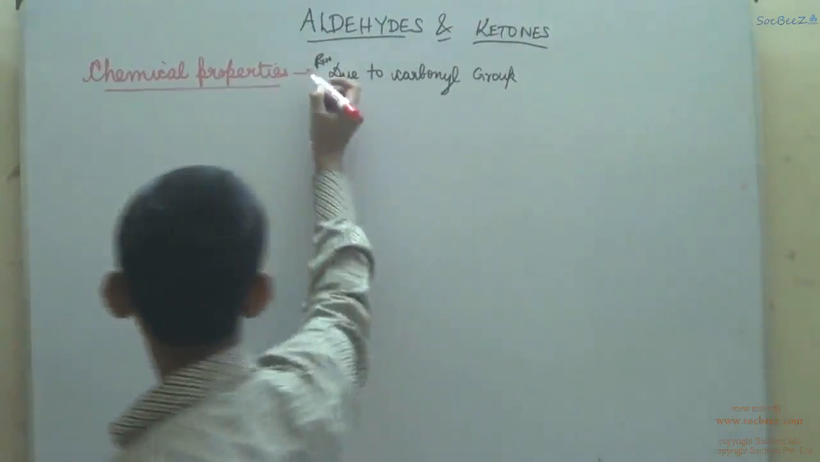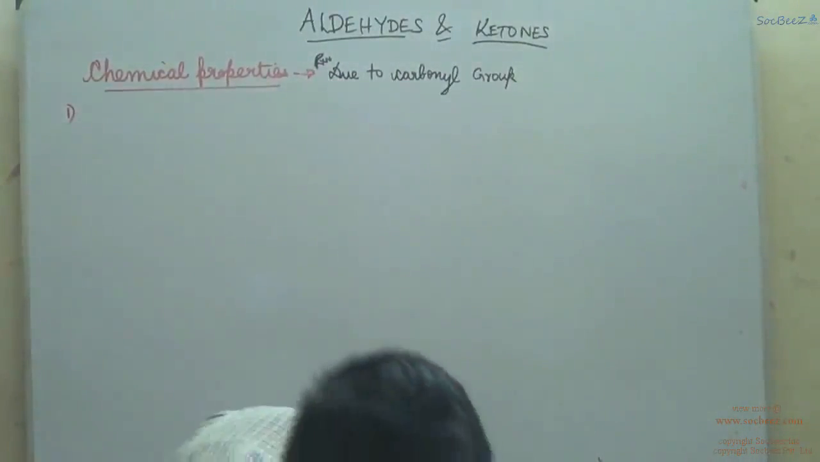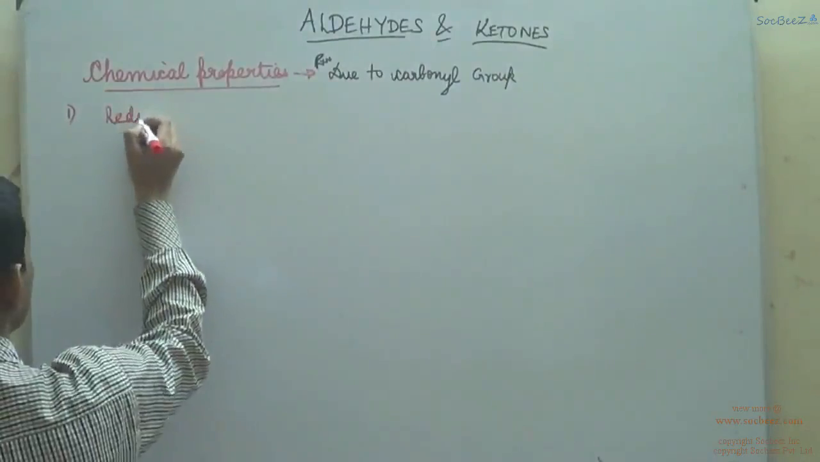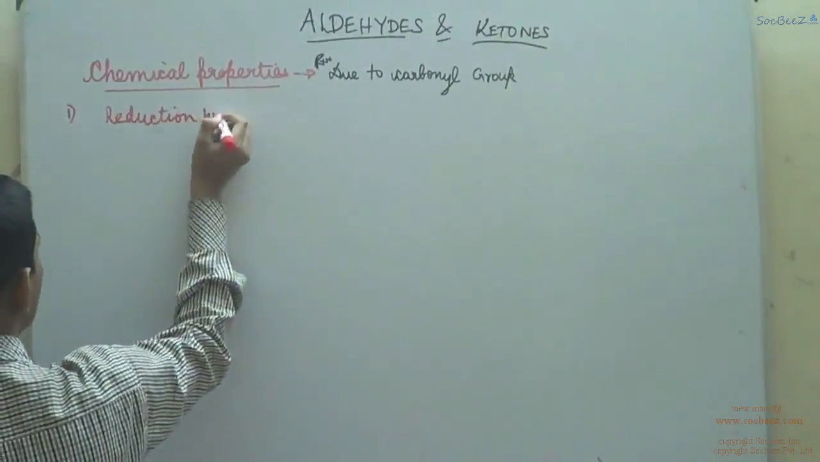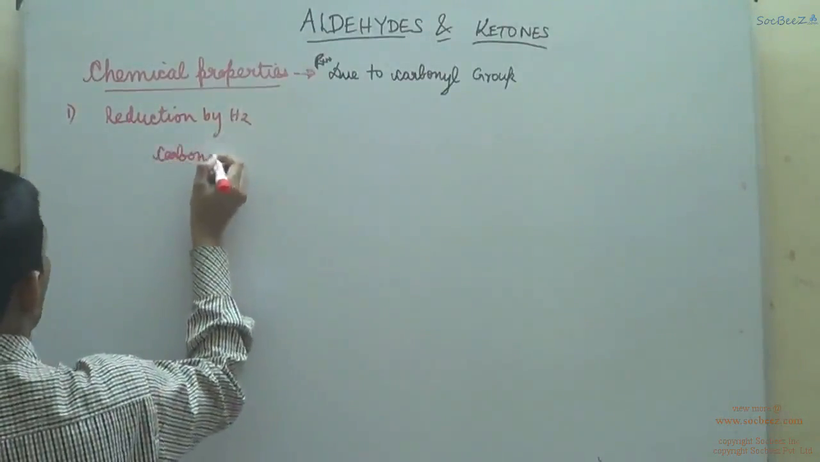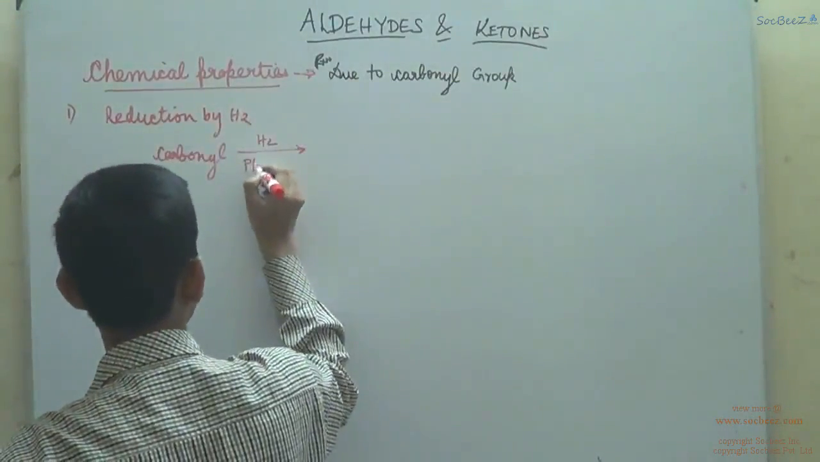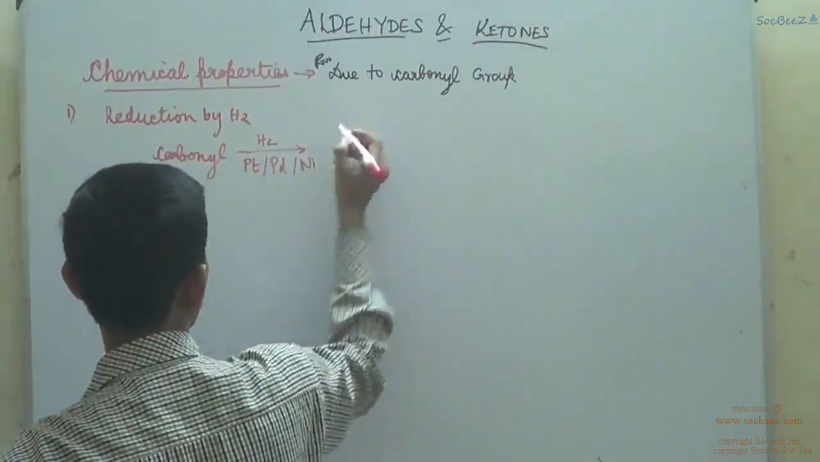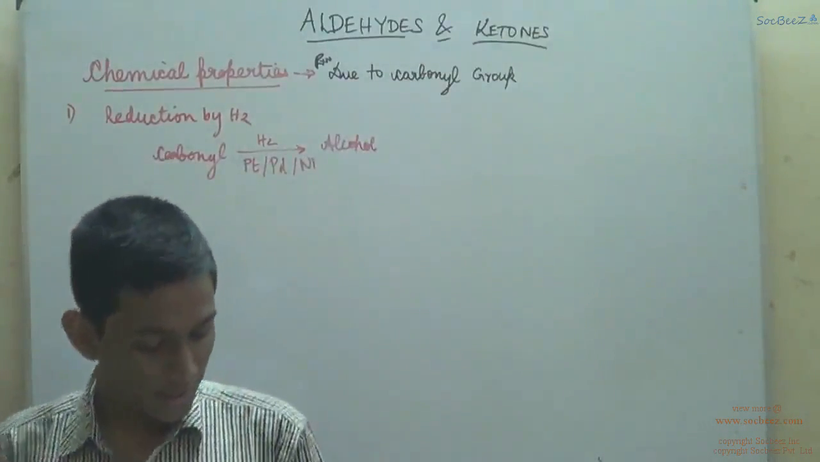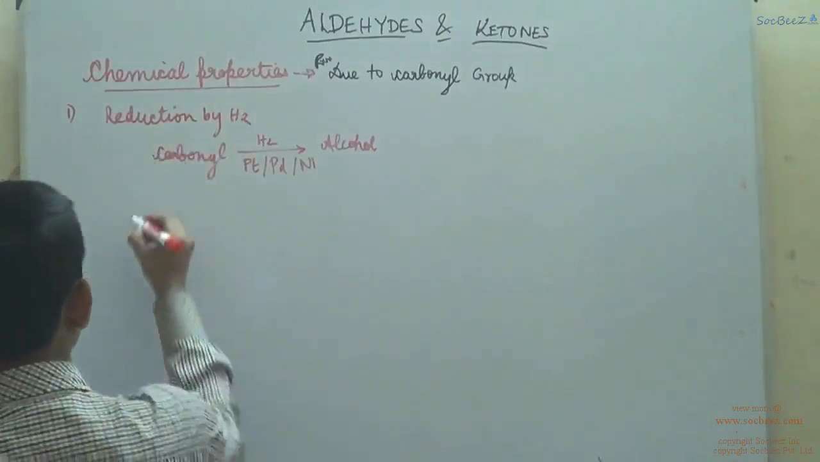So continuing from chemical properties due to the carbonyl group, first I'll tell you some very common ones followed by some very important from this chapter point of view. So reduction by hydrogen, very easy. So I write here carbonyl compounds, in the presence of hydrogen with Pt or palladium or nickel, will give rise to alcohol. Aldehydes will give primary alcohols, ketones will give secondary alcohols. That's very simple.